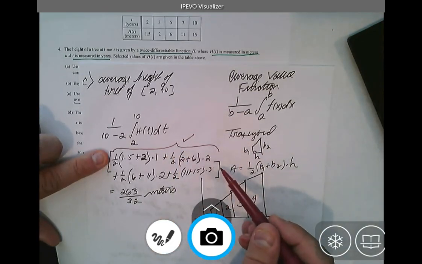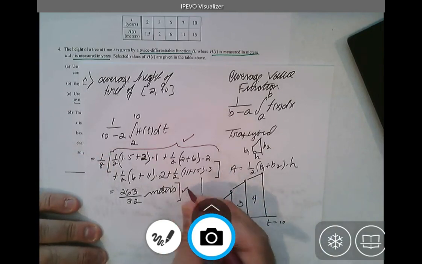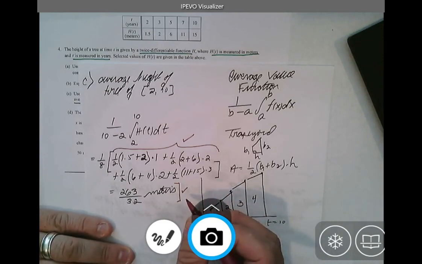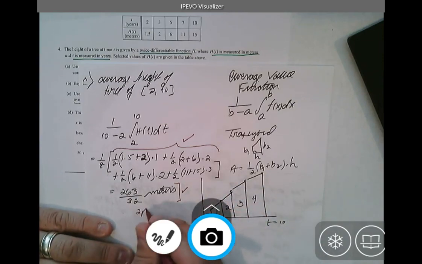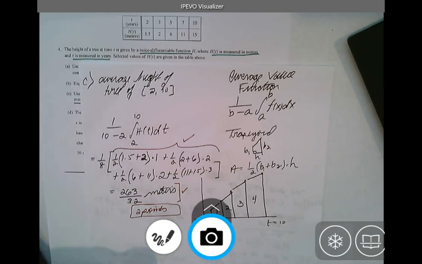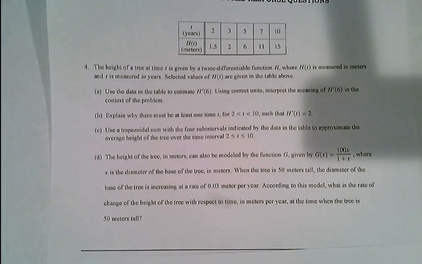This is your trapezoidal approximation. 1 point for coming up with your approximation. There's no mention in the answer key of units, so I think even if you forgot to put the meters, you'd probably still earn the points, but why risk it? Put them in if you can. All right, last one, part D. Part D of this question.